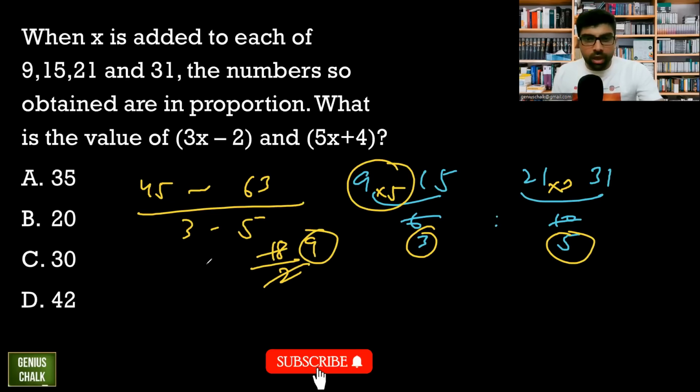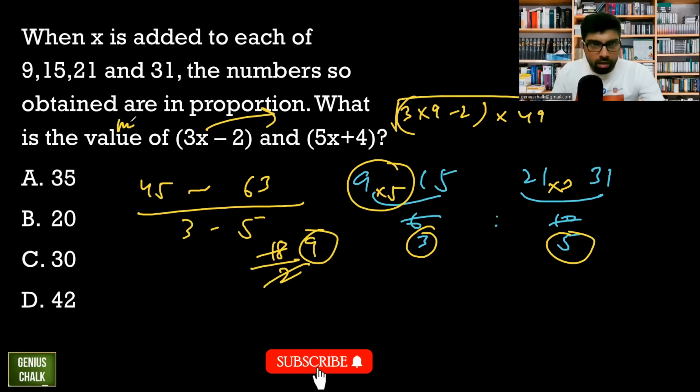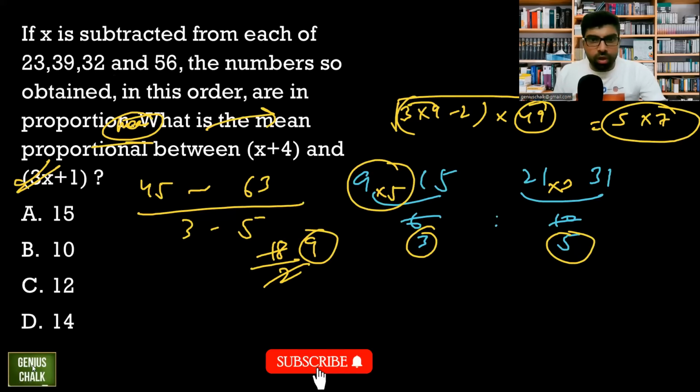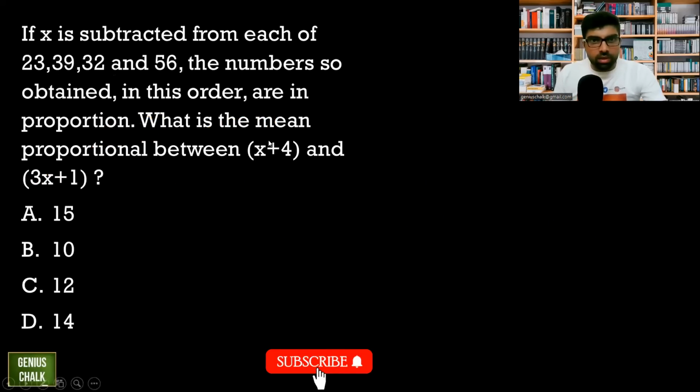So by this, you can see the utility. By this, the X value is coming very fast. You can check it. 3 into 9 minus 2 and 5 into 9, 45 plus 4, 49. These are all under root because we have to find the mean proportional as I've changed the question for you. So 27 minus 2, 25, root is 5 and 49 root is 7. So 5 into 7, 35 is my answer, right? So it will follow like this. X is subtracted from this so that we find the mean proportional between these.